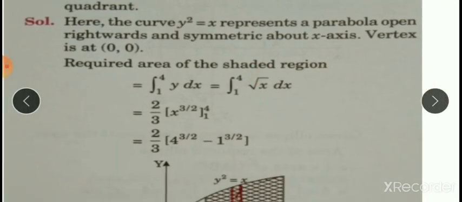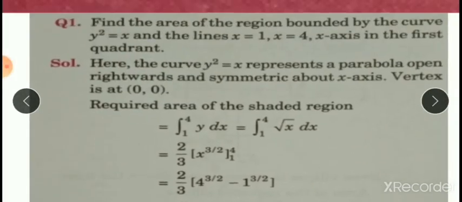See exercise 8.1. Question number 1. Find the area of the region bounded by the curve y² = x and the lines x = 1, x = 4, x-axis and in the first quadrant. To solve this question, we have to first draw what is the area bounded by the given condition.